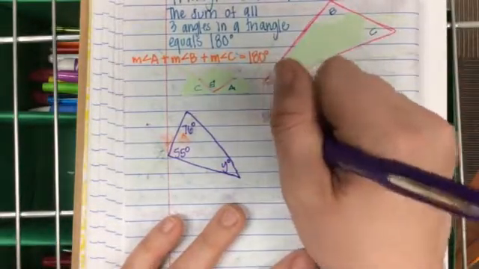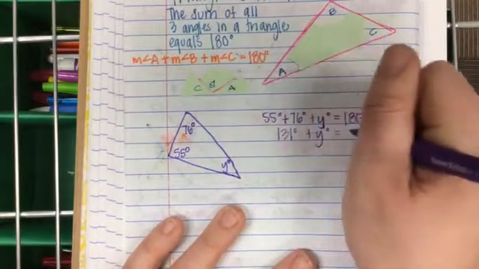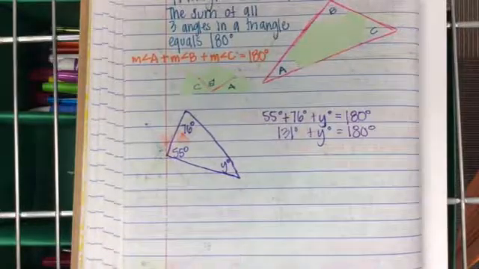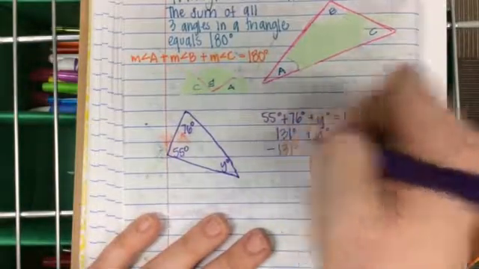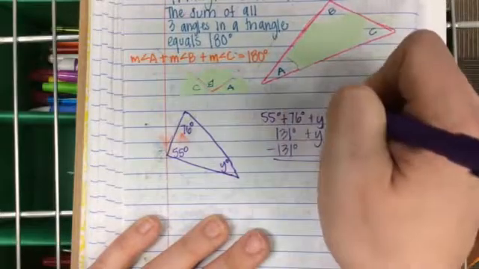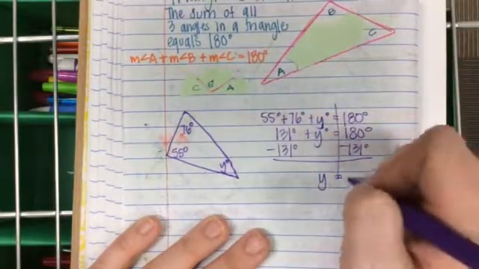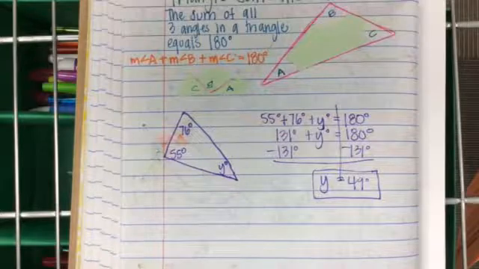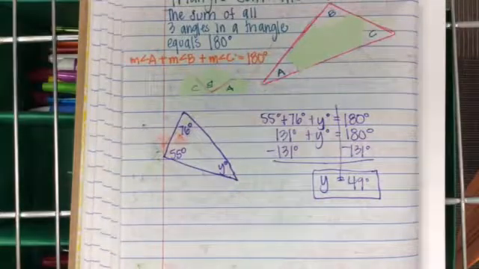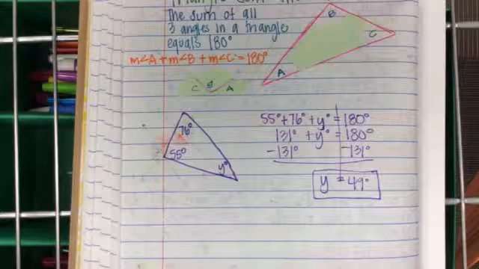49. And just to prove it to you, I'm going to show all my work, right? 55 plus 76 is 131 degrees. I combined like terms. I subtracted 131. So y equals 49 degrees. You're right. Easy. The rule is in a triangle, the sum of the angles equals 180. That's the rule. We proved it by tearing off the angles and putting them in a line.